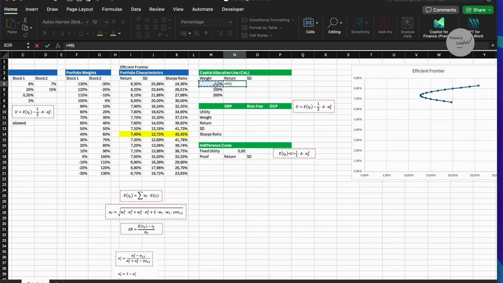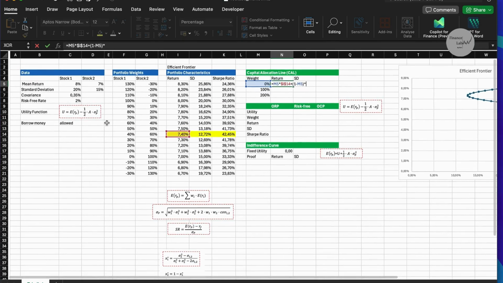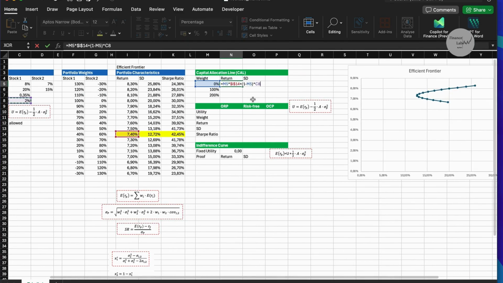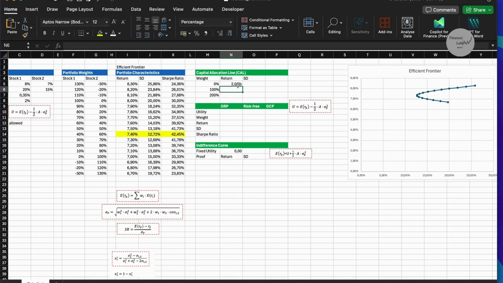So we have the weight times the return of the optimal risky portfolio, that must be locked, plus 1 minus this weight times the risk-free rate, so 2%, and this must be locked too. So we have 2% because we have a weight of 0% in the optimal risky portfolio, and here we are invested 100% in the optimal risky portfolio, so our expected return equals the optimal risky portfolio.